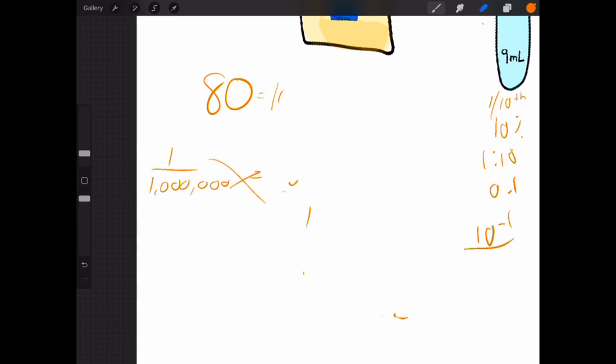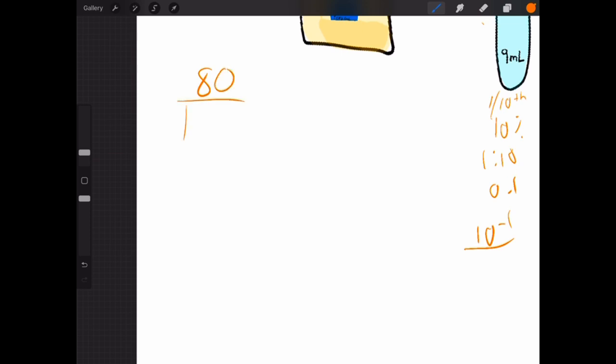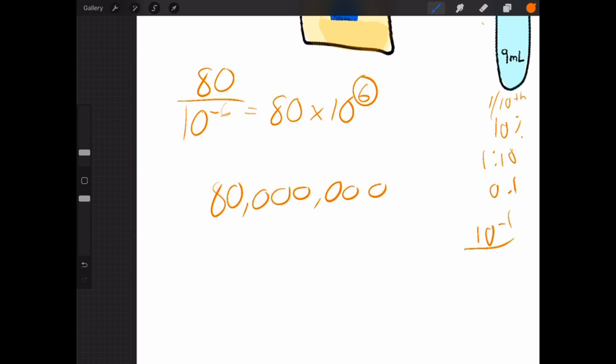Another way to do it is setting it up as 80 over its dilution factor here. And instead of dividing out 80 divided by 1/1,000,000th, you're going to write that as 80 times 10 to the 6th. And we know we have 6 zeros to add, so 80, and then 1, 2, 3, 4, 5, 6. We have 80 million, same answer. And then we need to change that, so we have 8 times 10 to the 7th CFU per milliliter.